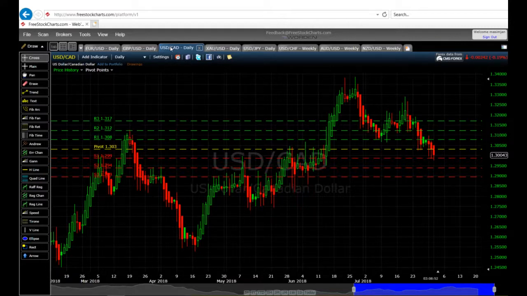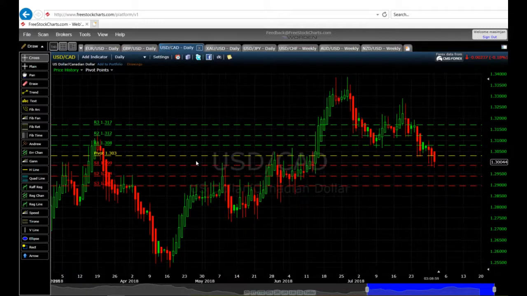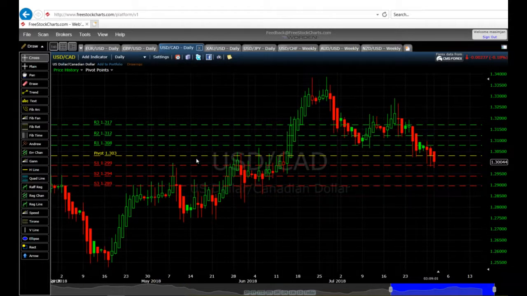So the next target for me is 1.294, and a break below this one would be 1.289. But for Thursday, my speculation is that the pair will trade between 1.303 and 1.294. Those are the daily targets for the USD Canadian dollar. It will trade below the pivot as usual, as I said yesterday, and today for the 2nd August it will trade below the pivot.